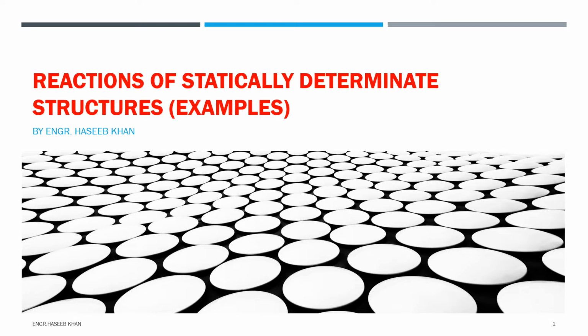So we have already 3 lectures completed. So let's start our fourth lecture of the series of structure analysis. In this lecture we will try to find out reactions of two complex frames. This example will definitely help you to find out reactions of any type of structure given to you. So let's move on to our first example.